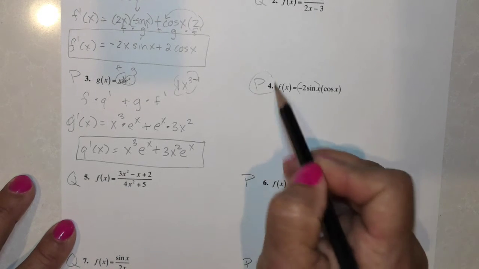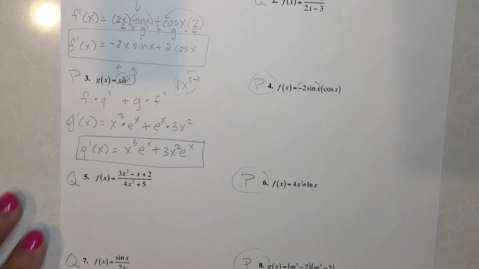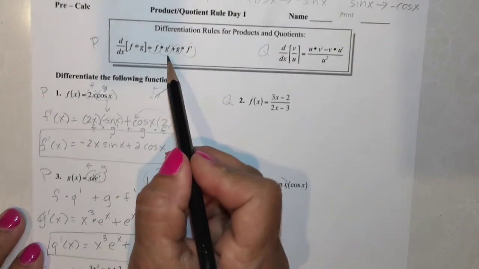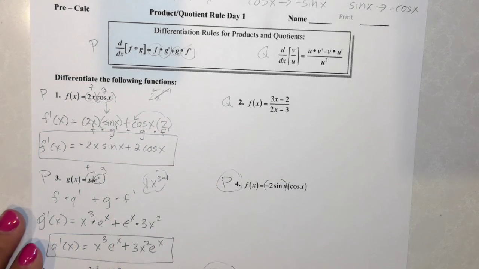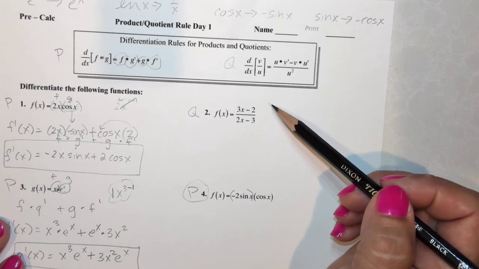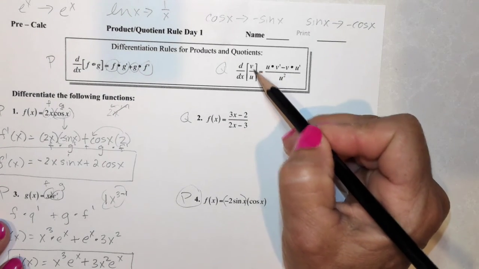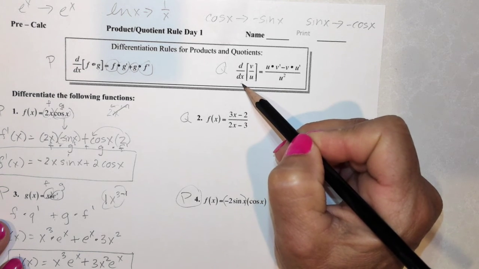So in 4, in 6, in 8, you're going to continue to use that same product rule. So watch for the multiplication, identify what's your first function, what's your second function, and then just follow the pattern. The quotient rule looks really complicated, but this one's just saying, hey, I'm going to take the top and divide by the bottom in order to find the derivative.